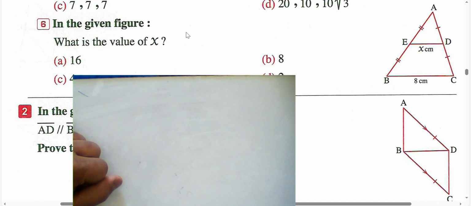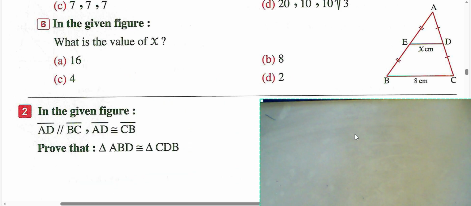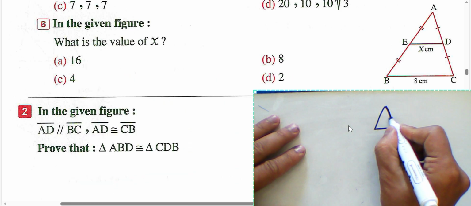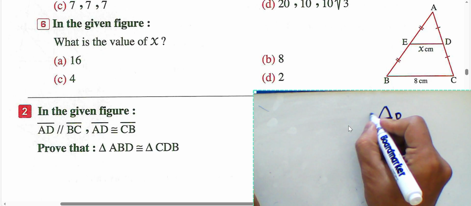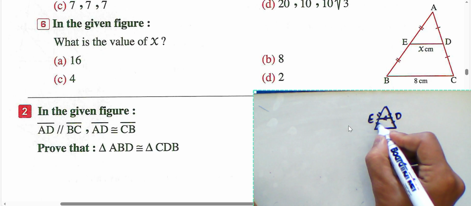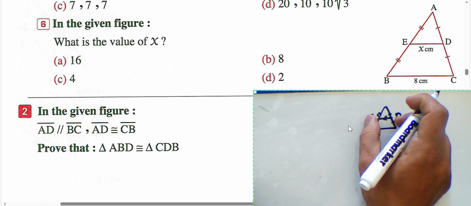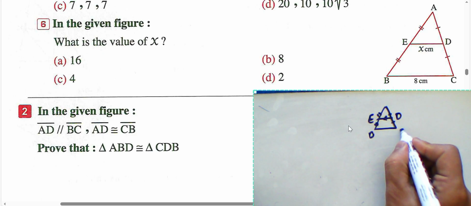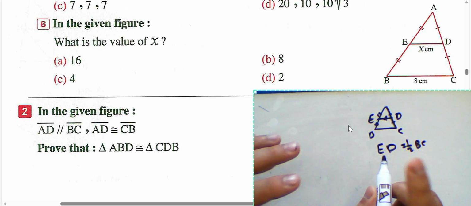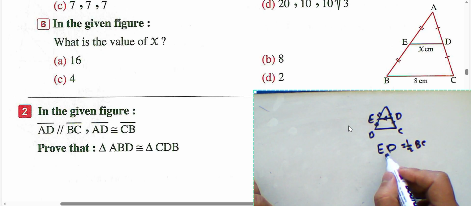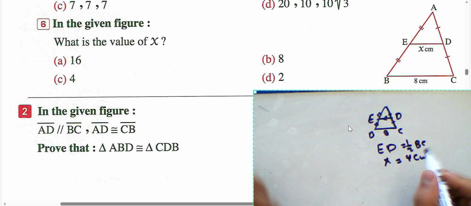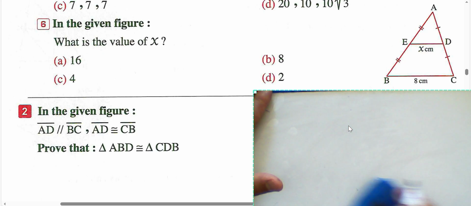Number 6. In the given figure, what is the value of x? Okay, we have a triangle and a mid segment here. We have DE as the mid segment. This mid segment will be parallel to the base, and its length is half of the opposite side. Then DE will be half of BC. In the example, DE was x, then x equals half of 8, which is 4 centimeters. Then the length here will be 4 centimeters.